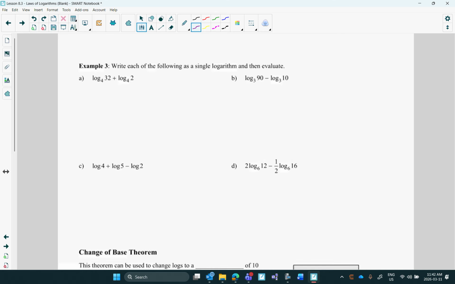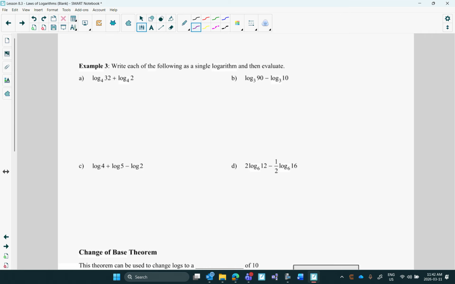Let's have a look at these ones. We are asked to write these as single logs and then find the actual value. And remember, these are on calculator.